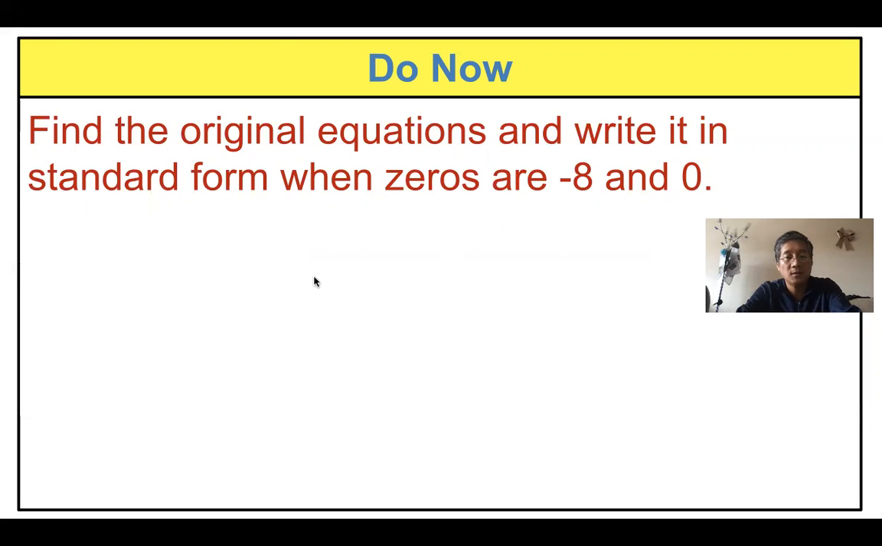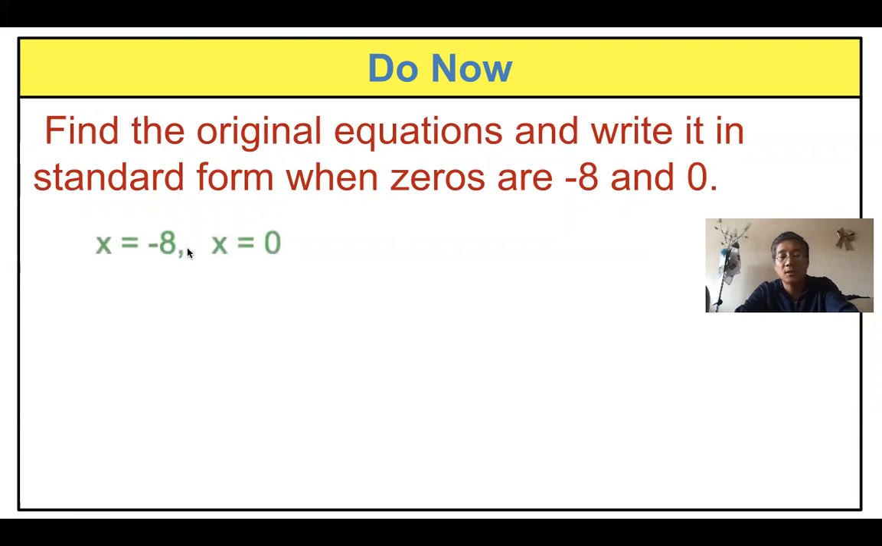Okay, let's go over together. When the zeros are -8 and 0, we know that we can write x equals -8 and x equals 0, right? They are the zeros. How do you find the factors? If you remember Kim's method, x equals -8 gives you x plus 8, right? You change the sign. Or if you move the -8 to the other side, it becomes x plus 8 equals 0. When you find the zero, you set each factor equal to 0 and solve for x. That's why x becomes -8.